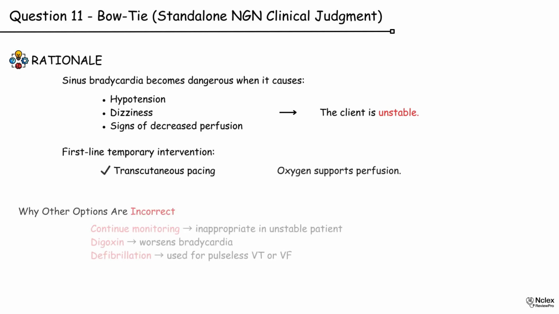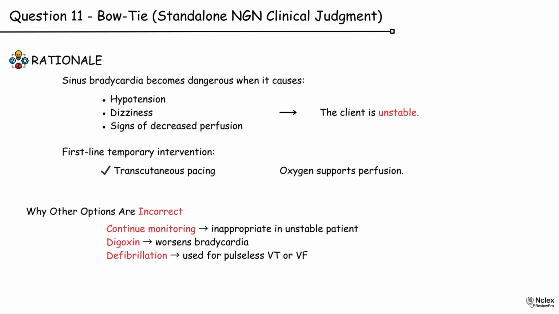Now let's reason through this carefully. A heart rate of 45 is bradycardia, but NCLEX does not treat numbers. NCLEX treats perfusion. This client is hypotensive. The blood pressure of 82/60 indicates poor systemic perfusion. The client reports dizziness, which signals decreased cerebral blood flow. Urine output is low, which tells you renal perfusion is compromised.